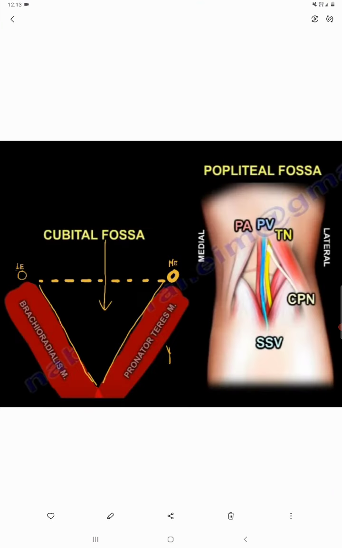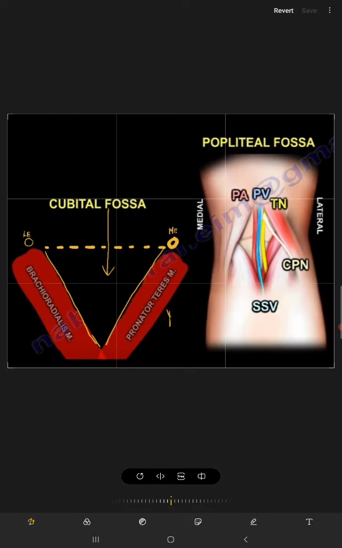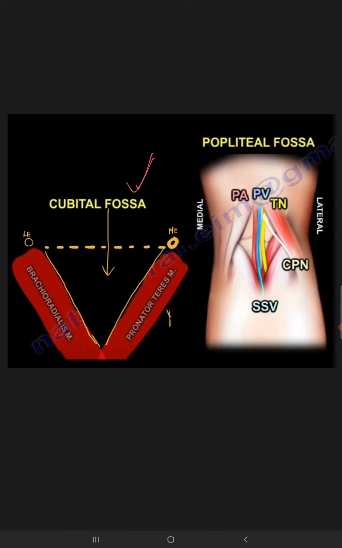So here we can see in this picture the cubital fossa and the popliteal fossa, right? This is the cubital fossa, and on the right side you can see the popliteal fossa. On the back of the knee joint we can see this popliteal fossa, which is diamond shaped, and this is the triangle shaped one. And how are both of these corresponding? We can see this is the cubital fossa, and here this is the popliteal fossa.